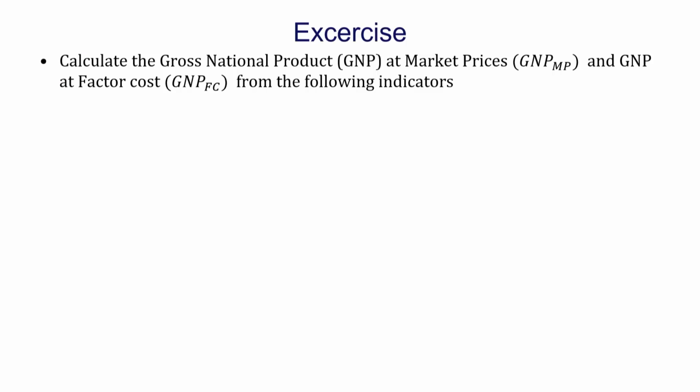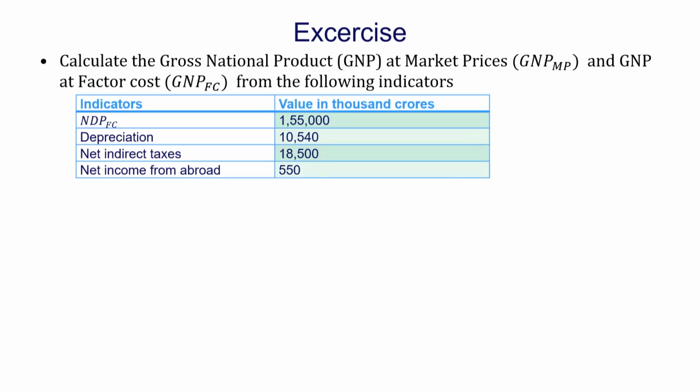So let's start with a small exercise: how to calculate gross national product at market prices and gross national product at factor cost from the following indicators. In this table, I have given you NDP at factor cost and depreciation. Net indirect taxes means indirect taxes minus subsidies, and net income from abroad is what Indians earn from abroad minus what foreigners earn from our country. So all these four data points are given to you.